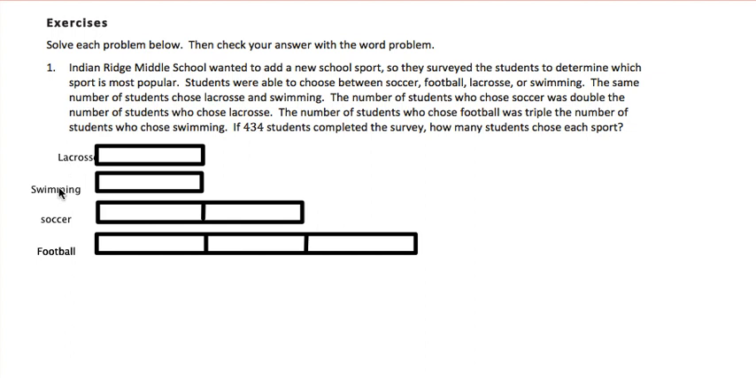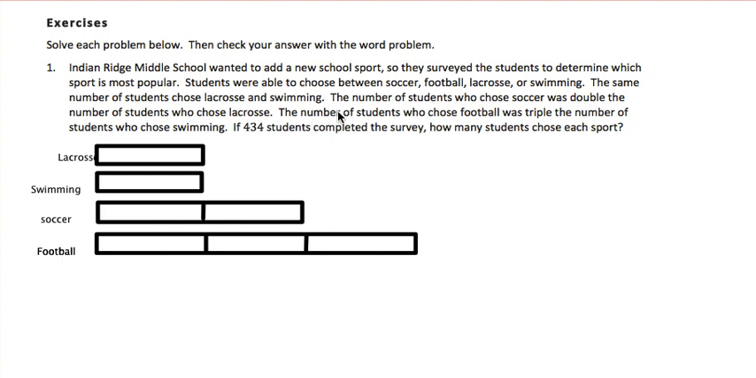I labeled them as we should with all tape diagrams. If you start drawing and you don't label anything, it's not going to be any more helpful than just reading the problem over and over again. Next, they told us that the number of students who chose soccer was double the number of students who chose lacrosse. And so I took the soccer tape diagram and I made it roughly twice as big as the lacrosse, which remember is the same size as the swimming. And I may not recognize that if I don't draw the tape diagram, and I labeled that tape diagram soccer.